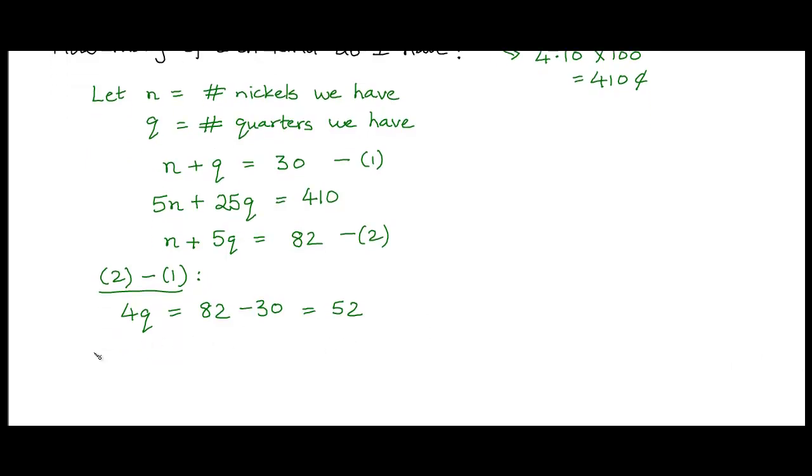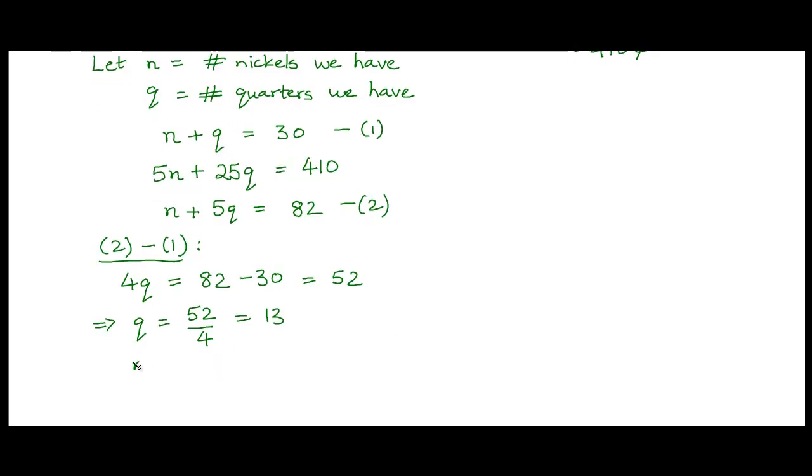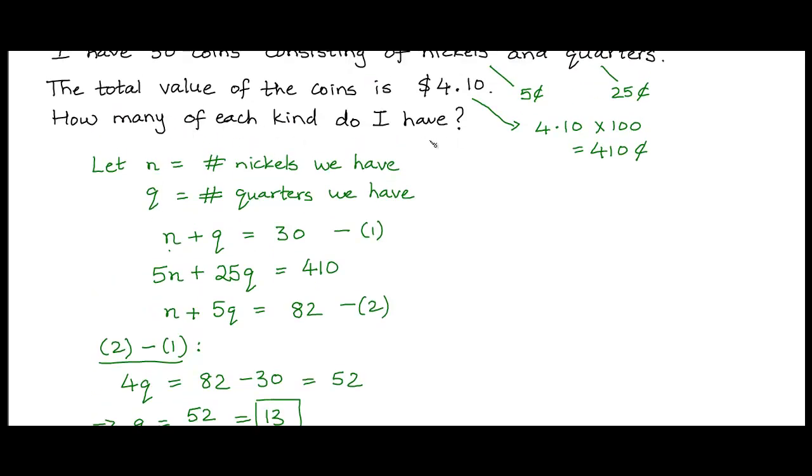So if 4Q is 52, this means Q is 52 divided by 4, which is 13. Now this is the number of quarters we have, and we know that the total number of coins we have is 30. So the number of nickels we have would be 30 minus Q, or 30 minus 13, which is 17. So we have 13 quarters and 17 nickels. That's the answer.